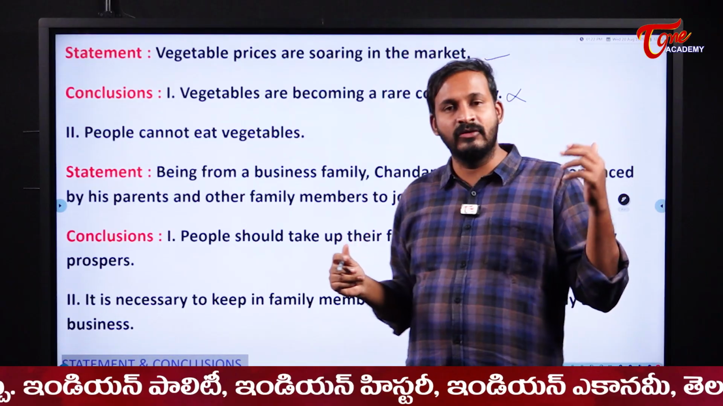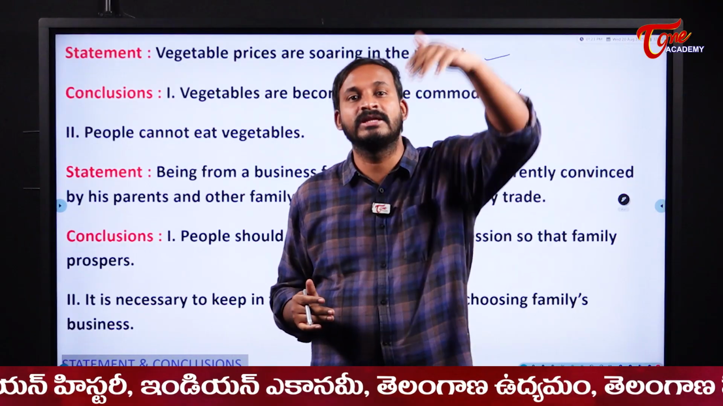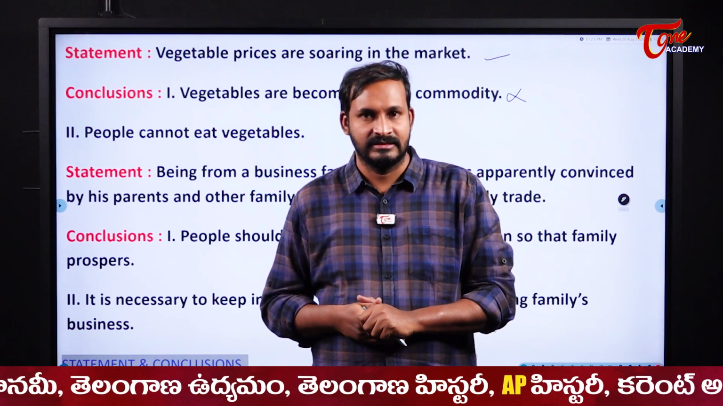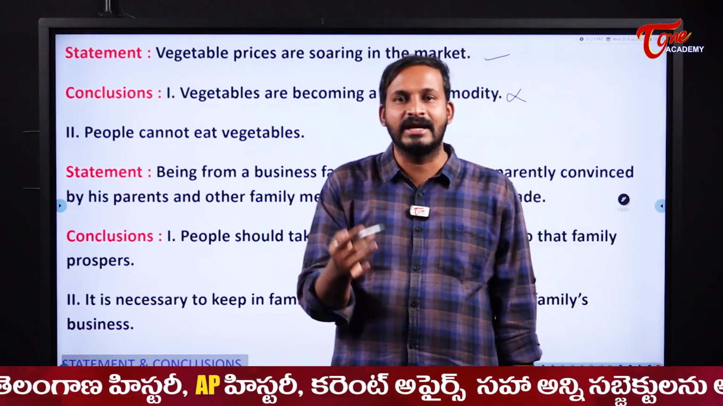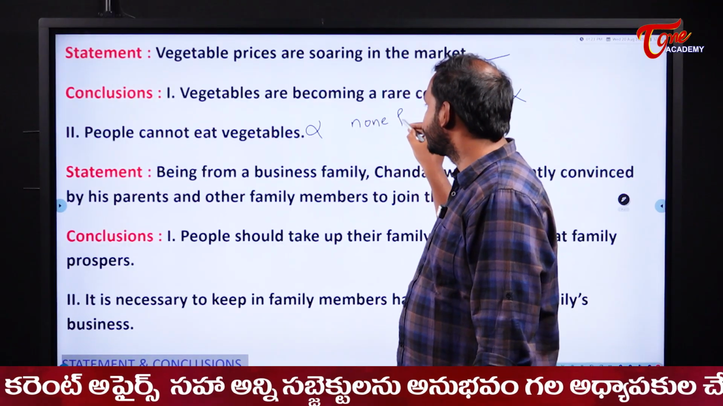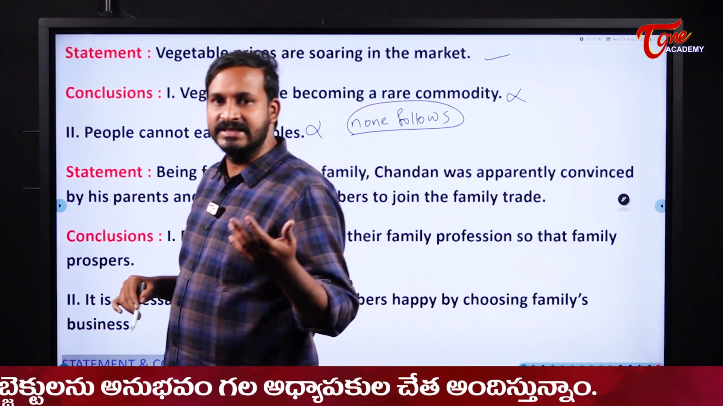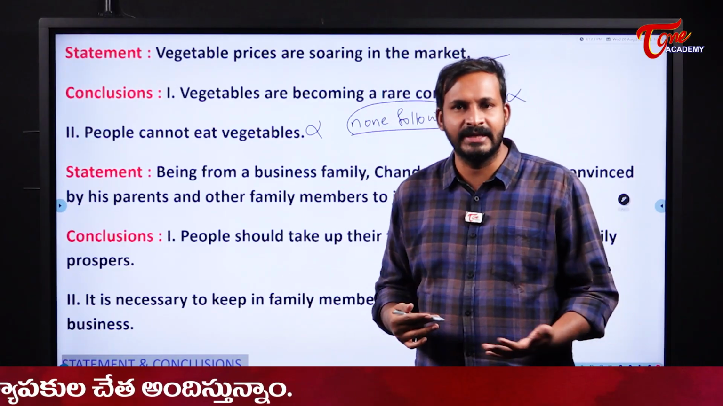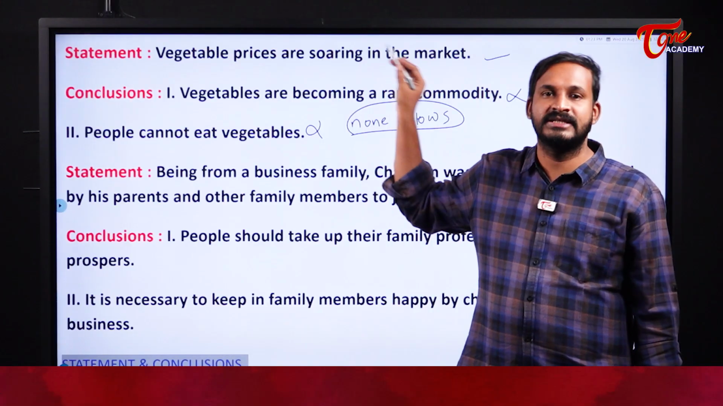Don't make any inferences that only because of less availability the prices have risen. No, you should not make any such inferences here. Okay, next, people cannot eat vegetables. Do they mention whether the people are consuming vegetables or not? No, that one is also, here none follows. See students, don't make any inferences of your own. Prices rising might have multiple reasons. Why only availability? There might be multiple reasons. So you cannot make any inference here until and unless it is mentioned in the statement.